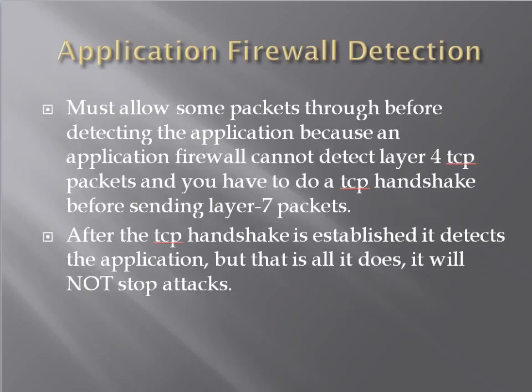Application firewall detection, this is how they detect. It must allow some packets through, like the IDS does, before detecting the application, because an application firewall cannot detect layer 4 TCP packets. You have to do a TCP handshake before sending layer 7 packets, which are sent and acknowledged back and forth, and then they send the application signatures in, so the App ID can detect what application it is. After the TCP handshake is established, it detects the application, but this is all it does. It will not stop attacks.